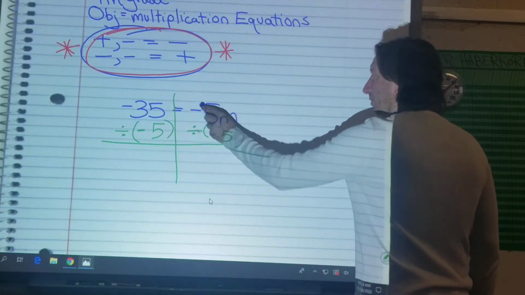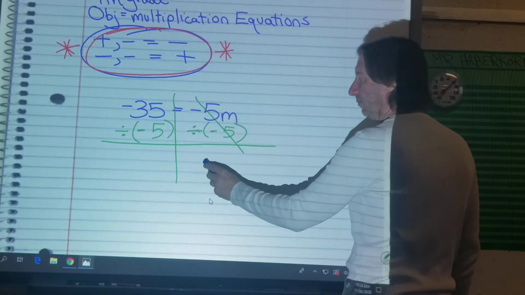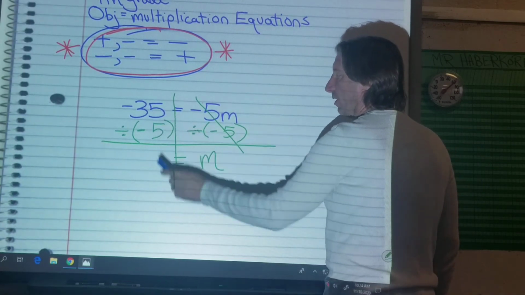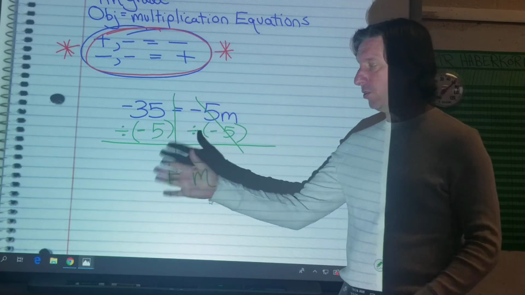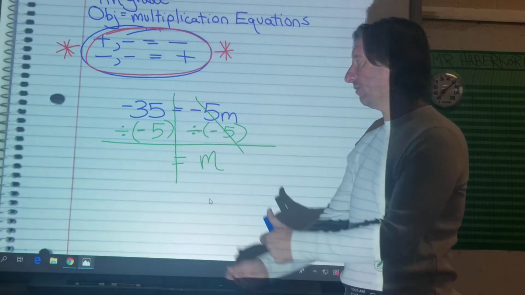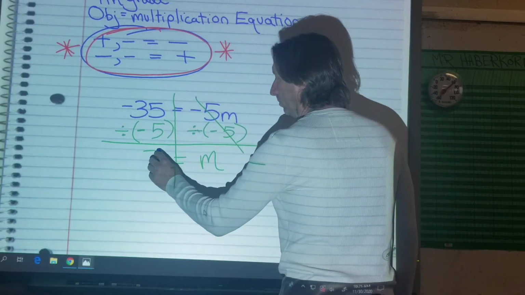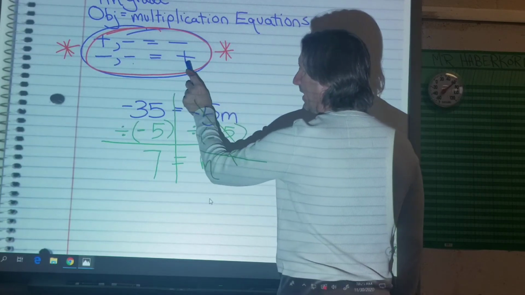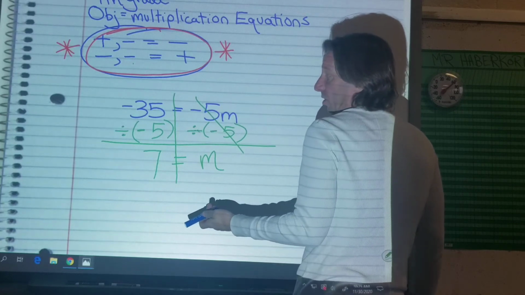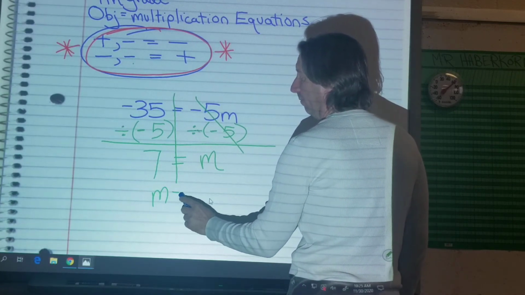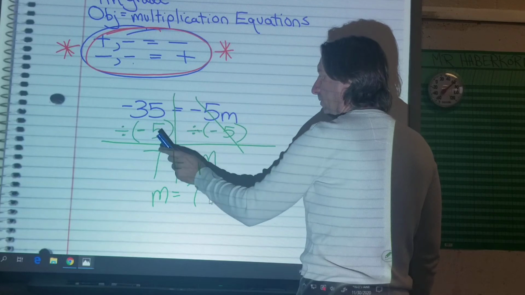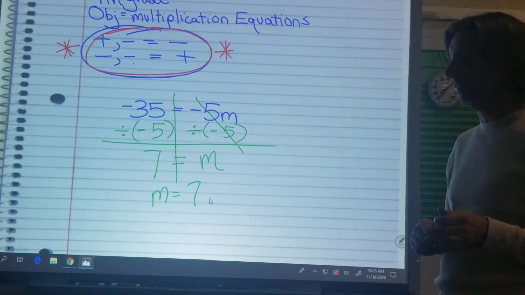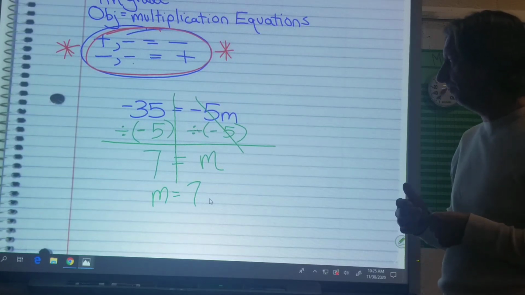All right, those cancel out. All that's left over here is the m. So how many 5s go into 35? 5, 10, 15, 20, 25, 30, 35. 7, right? And a negative divided by a negative is a positive. So it's just positive 7. All right, negative into negative is a positive. Doesn't matter which one's bigger or smaller, none of that when we're multiplying and dividing. That's adding and subtracting stuff, okay?